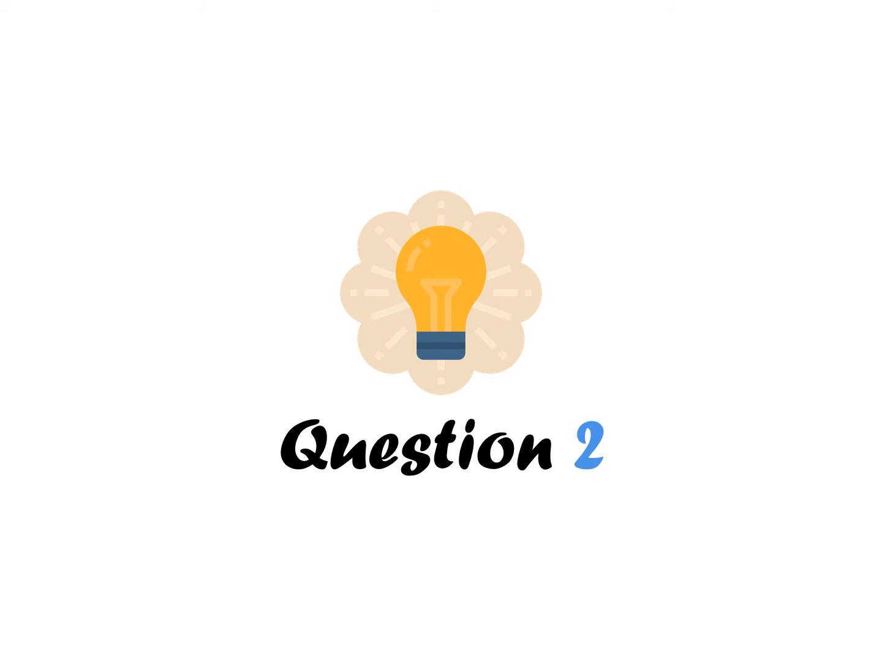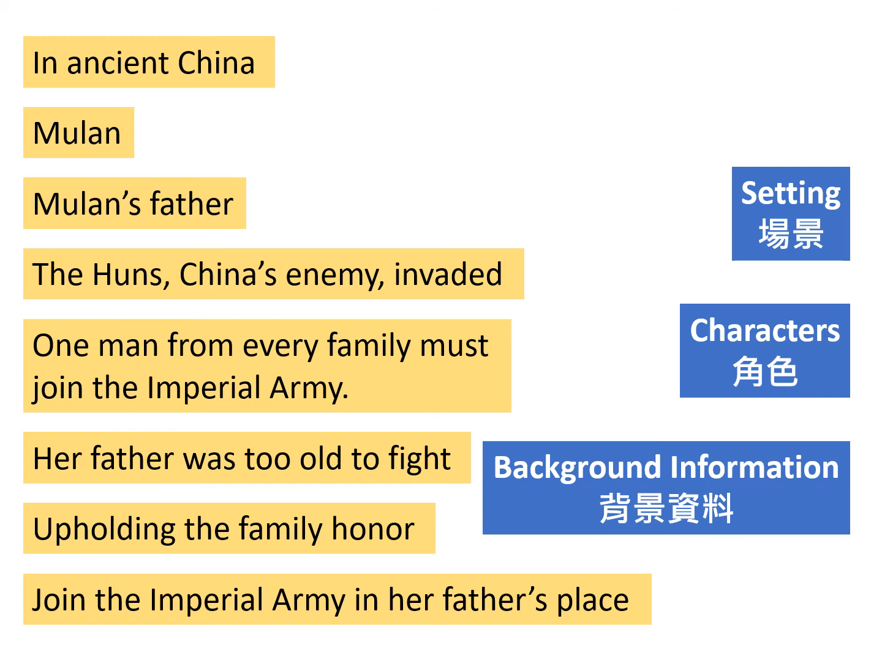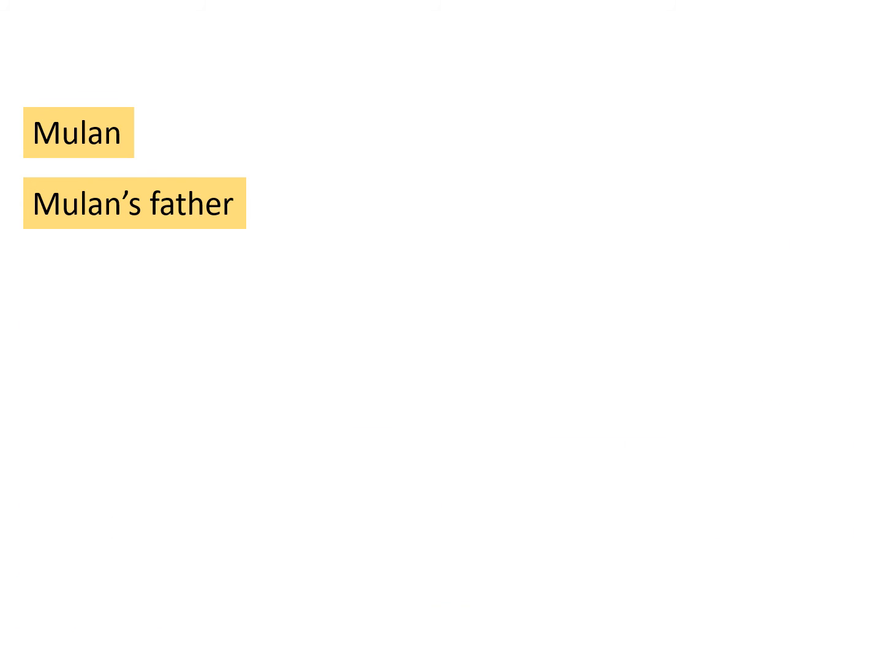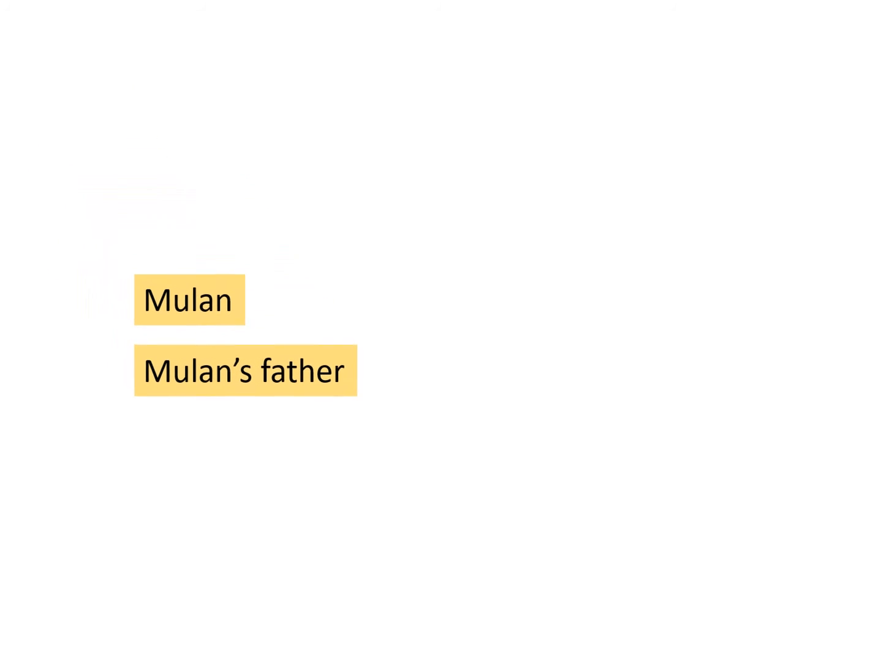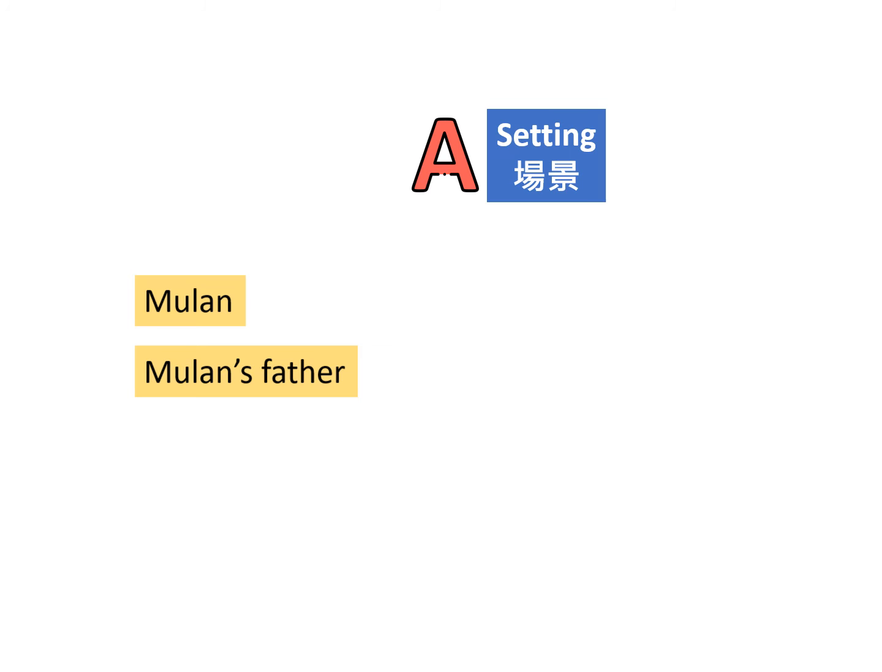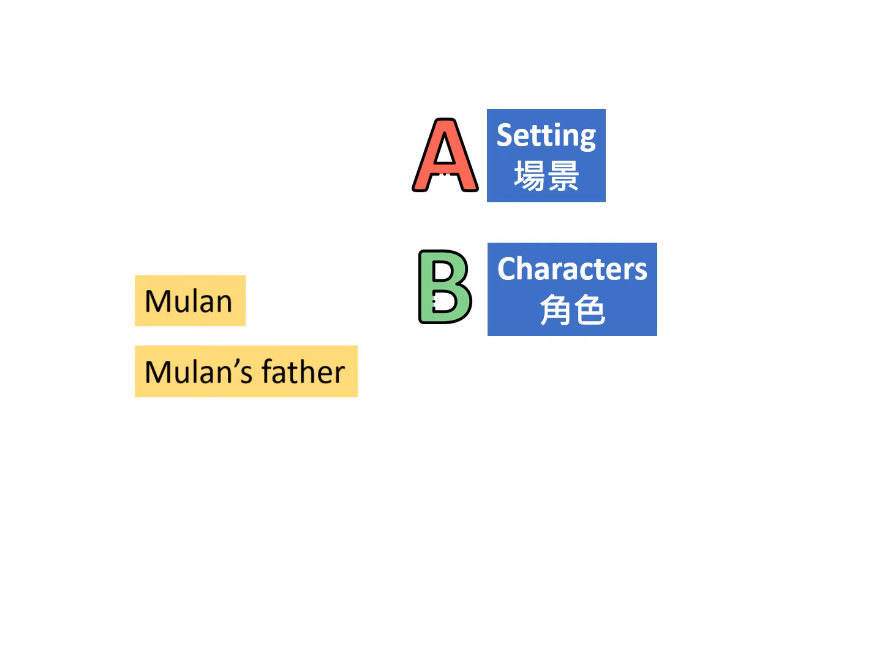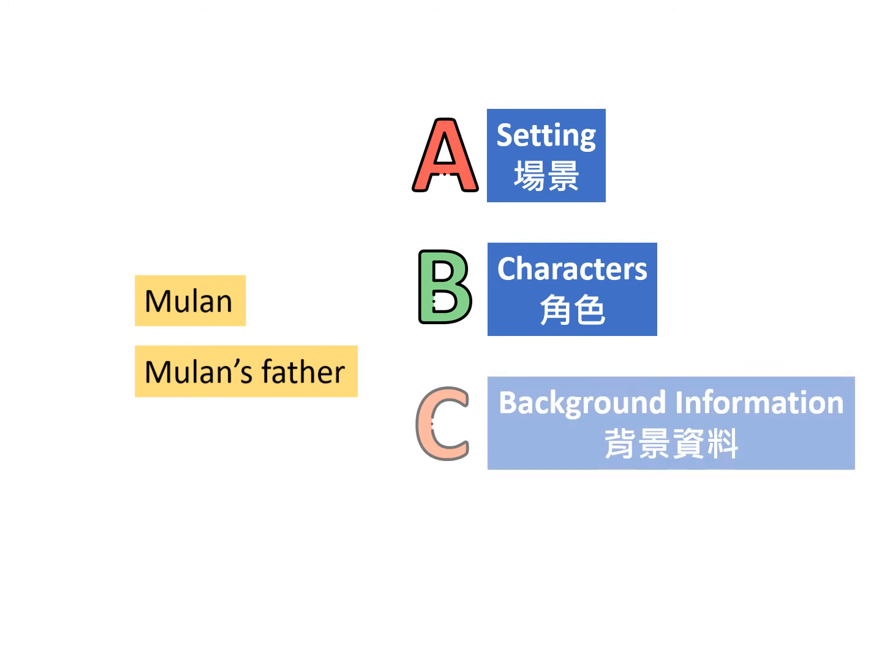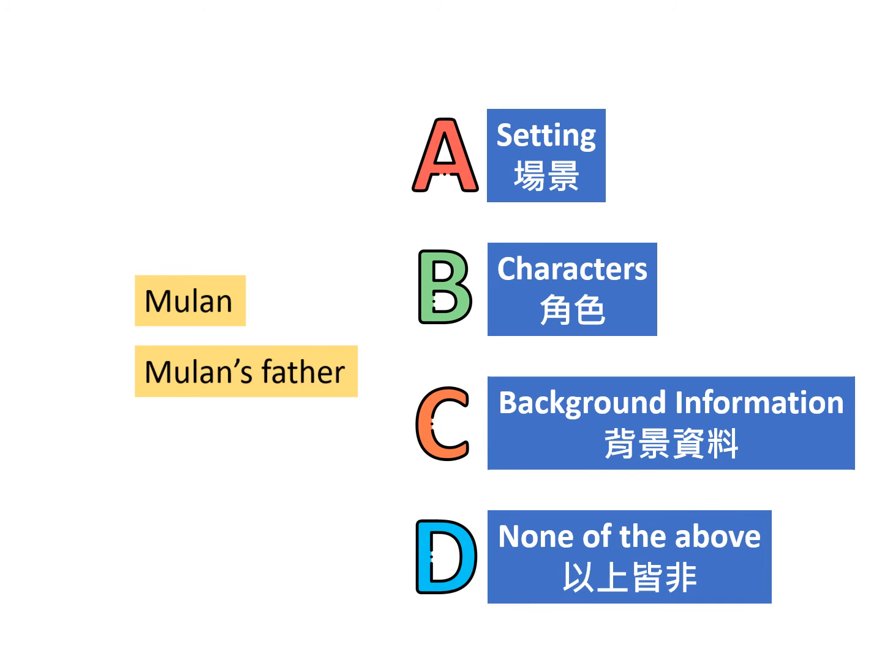Question 2. Now, we know that in ancient China is the setting of the story. What about Mulan and her father? Is it A, the setting of the story, B, a character, C, the background information, or D, none of the above? Feel free to pause the video to think. You have 5 seconds.